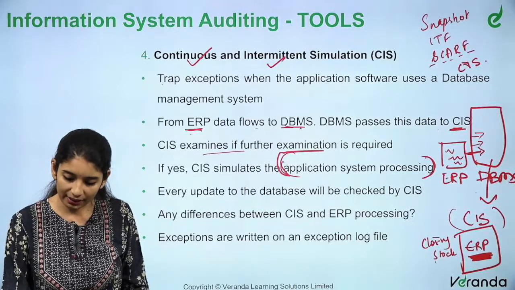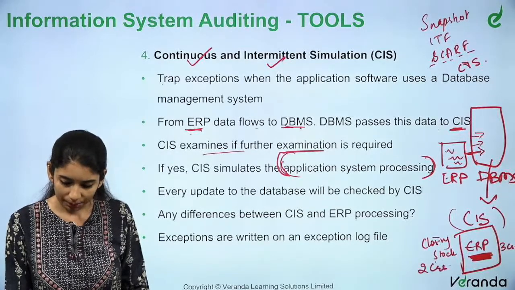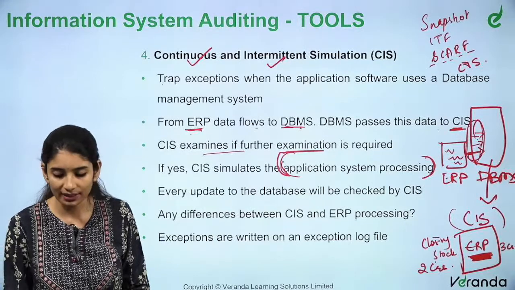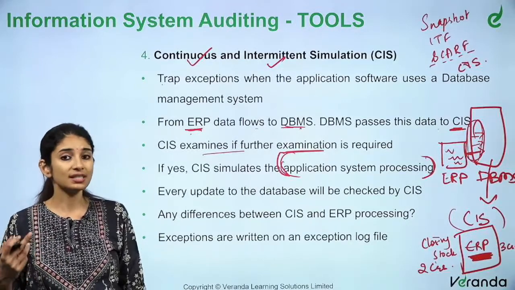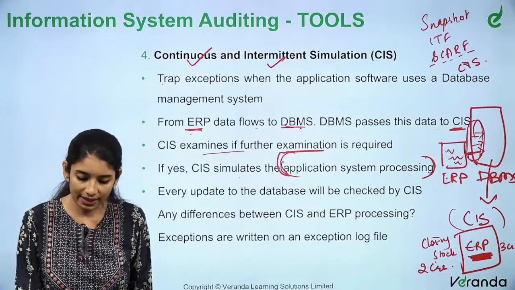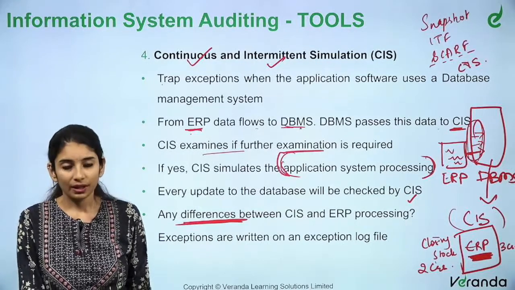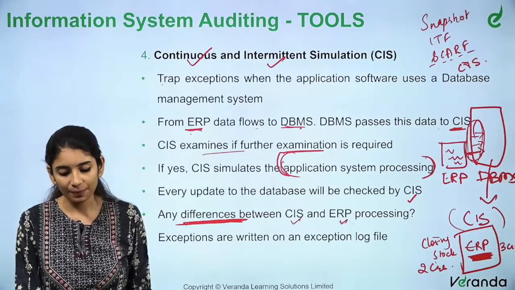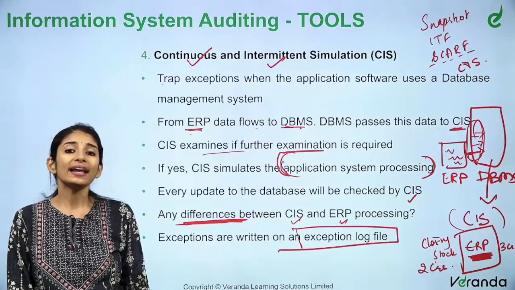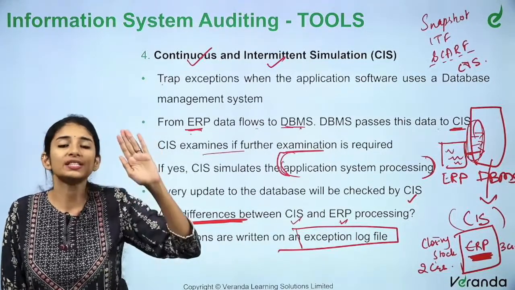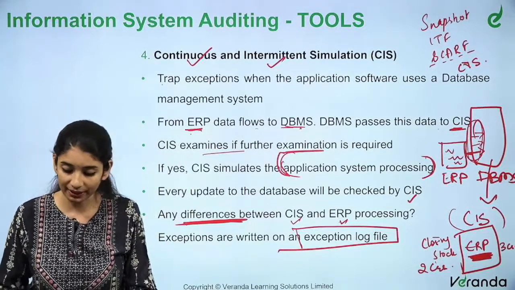Then it will understand that the result is coming as 3 crores, but what is in DBMS is only 2 crores, because someone at this point has modified the data. So CIS will understand that the ERP is showing 3 crores, but my database management system has only 2 crores. So every update to the database will be checked by CIS. Any differences, discrepancies or exceptions between the CIS and ERP processing will be written on an exception log file. This exception log file will be studied by the auditor to understand what has happened. He will get a better picture of what is happening in the company.